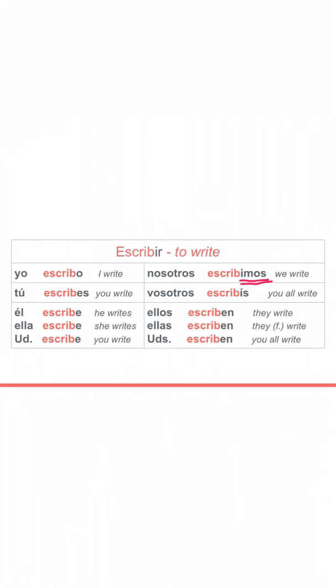So not escribemos, but escribimos, right? So go ahead, put a star, underline it, highlight it, something, just to show, hey, we see a change here. And then vosotros escribís, we also notice that difference there. We have just the ís, and then we fall right back into the pattern. Escriben for ellos, ellas, and ustedes.